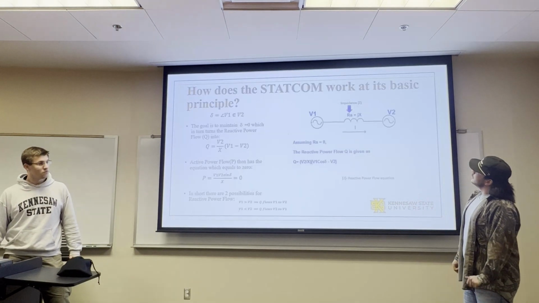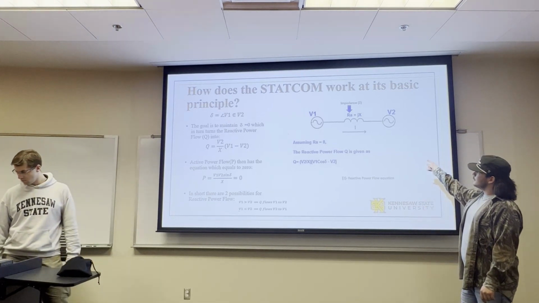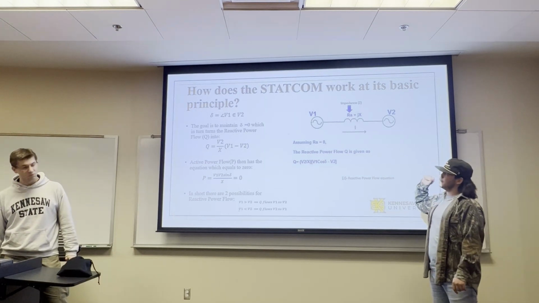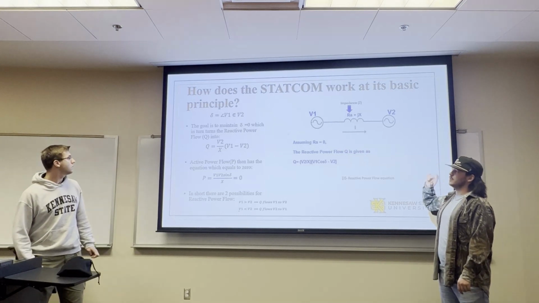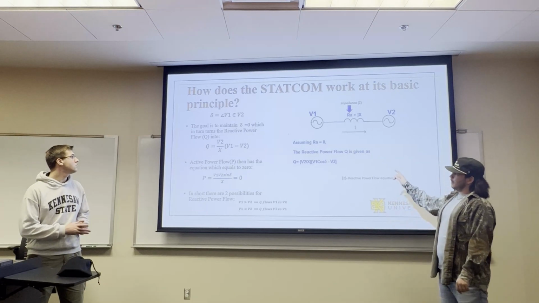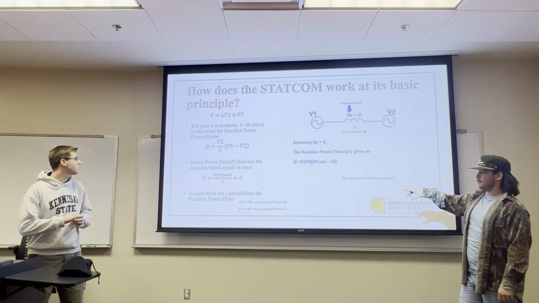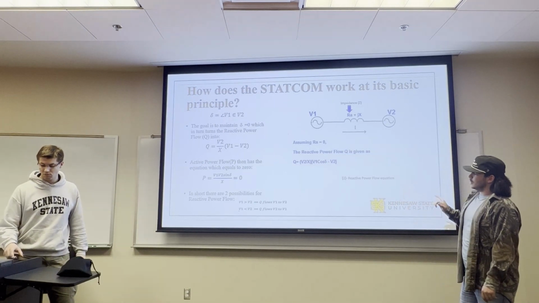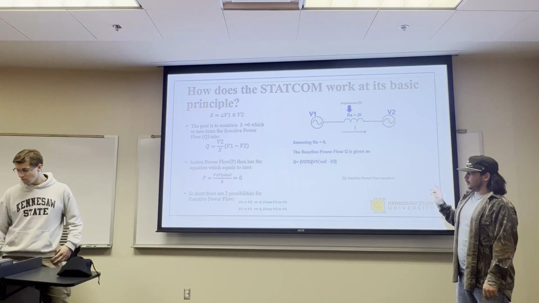So the STATCOM works on a basic principle. You have the reactive power flow equation, and the goal of the whole thing is to maintain delta at 0, where delta is the angle between V1 and V2. So the equation of the reactive power flow is right there. In short, there are two possibilities for reactive power flow: if V1 is bigger than V2, the Q will flow from V1 to V2. And if V1 is less than V2, the Q will flow from V2 to V1.